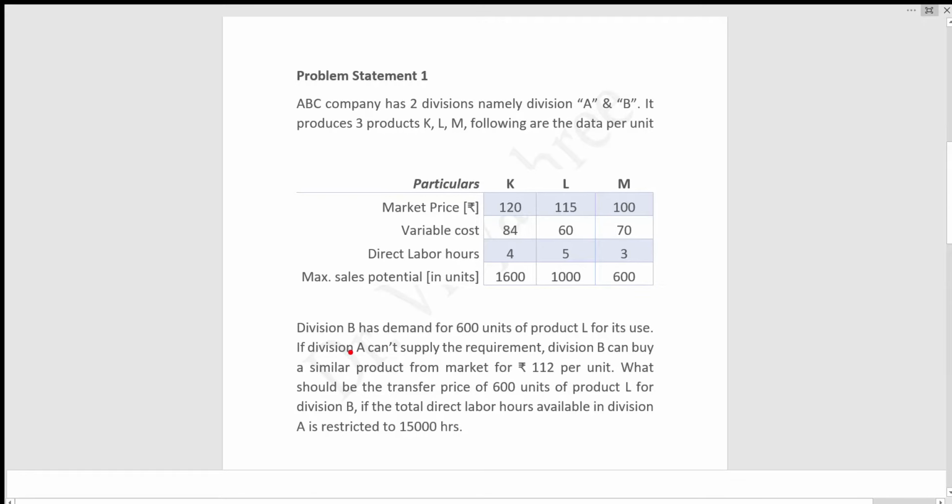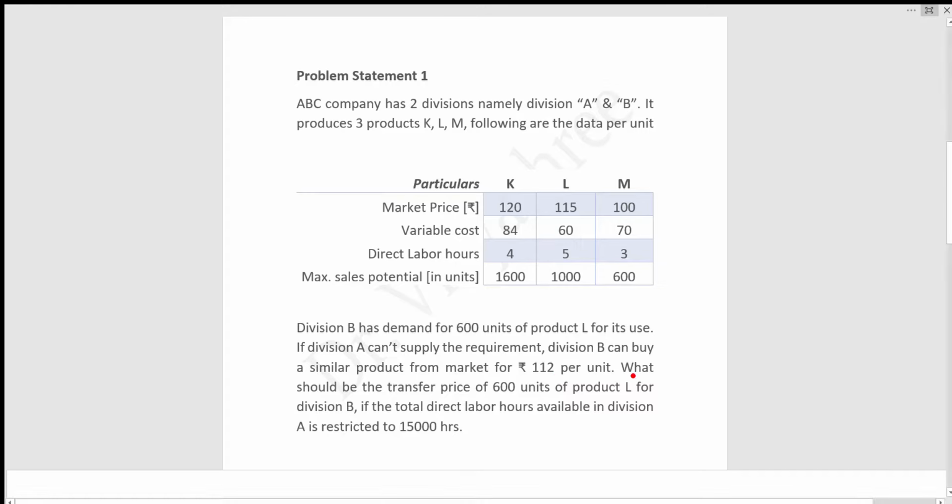It says that Division B has a demand for 600 units of product L for its use. If Division A can't supply the requirement, Division B can buy a similar product from the market for rupees 112 per unit. That is, Division B has a demand for 600 units from Division A. If Division A fails to meet this requirement, Division B has an alternative, that is to get a similar kind of product for rupees 112 per unit.